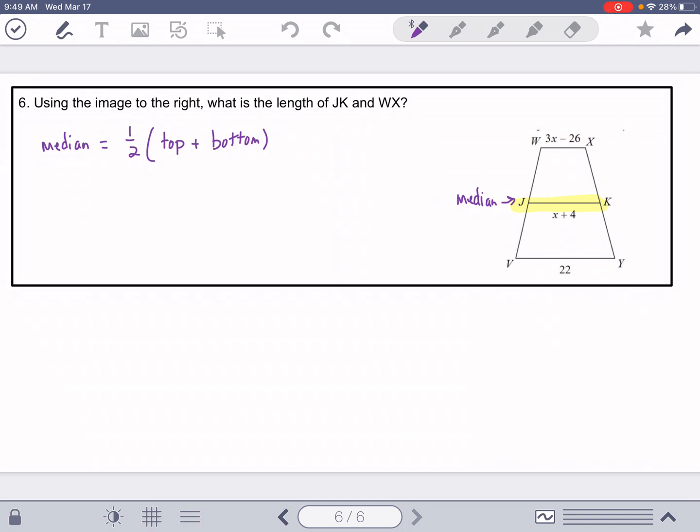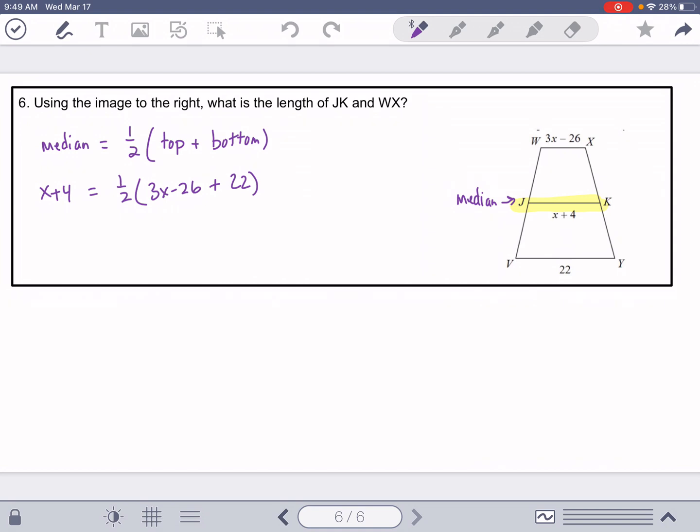My pencil's not wanting to work. All right. So let's try this again. So, all right, so x plus 4 equals 1/2 times the top one, which is 3x minus 26, plus the bottom one, which is 22.